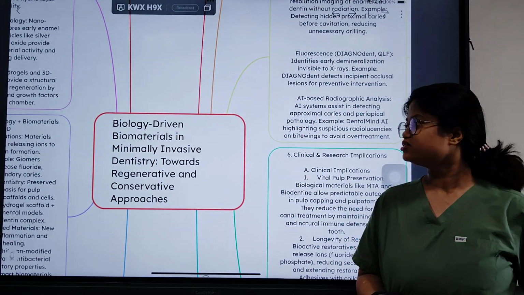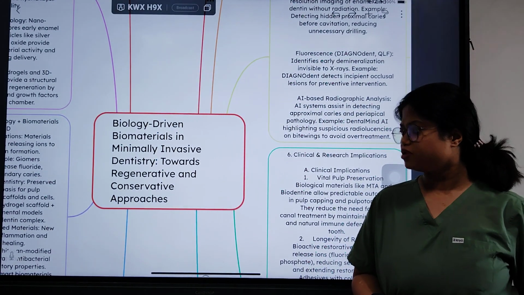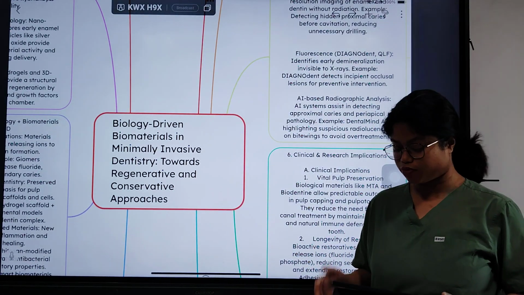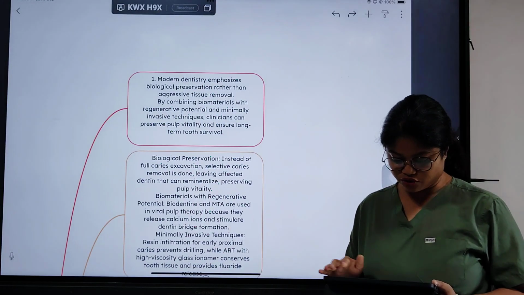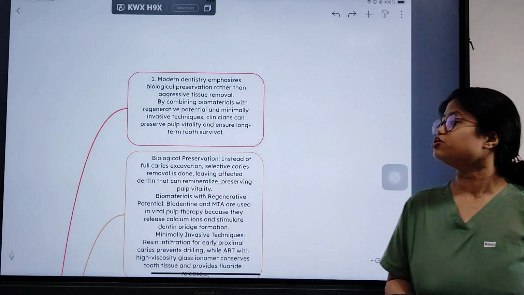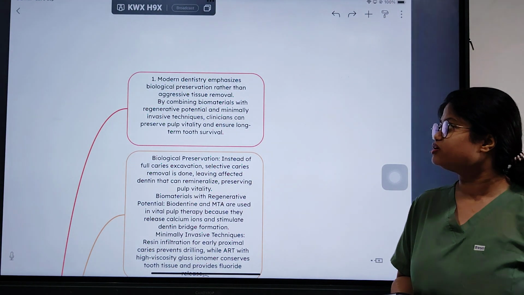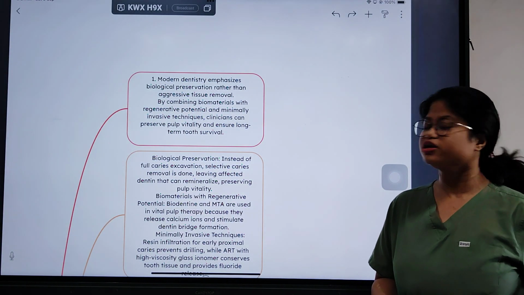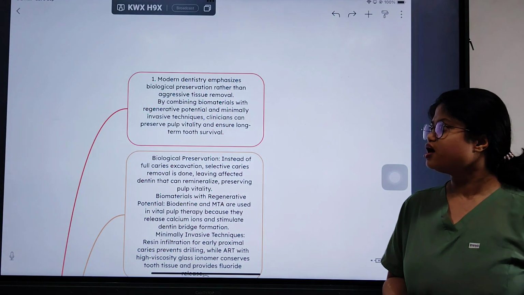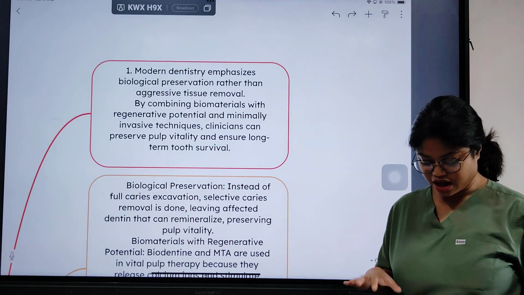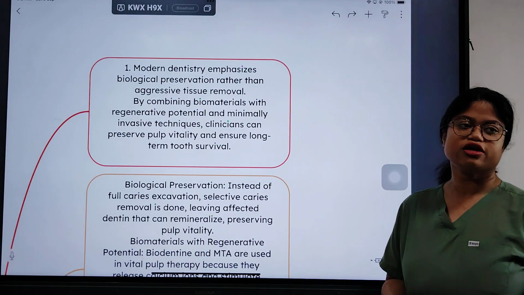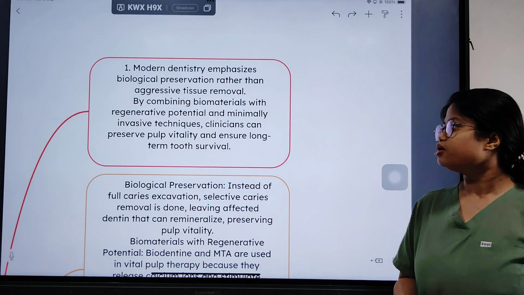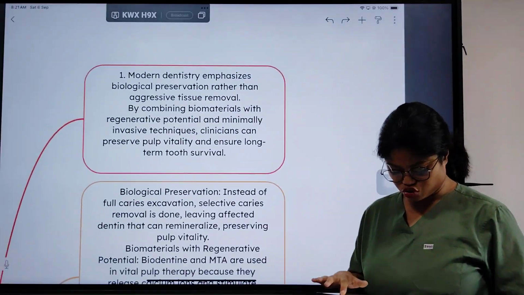Everyone, today I will be discussing the topic biology-driven biomaterials and minimally invasive dentistry, and how it will move us towards regenerative and conservative approaches. We already know that modern dentistry emphasizes conservation and biological prevention rather than aggressive tissue removal. So we have to know about the biomaterials which have regenerative potential and are minimally invasive in technique, so that they can provide therapeutic interventions and clinicians can in turn preserve the pulp vitality, ensuring long-term survival.